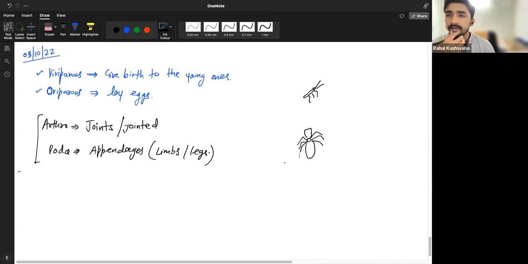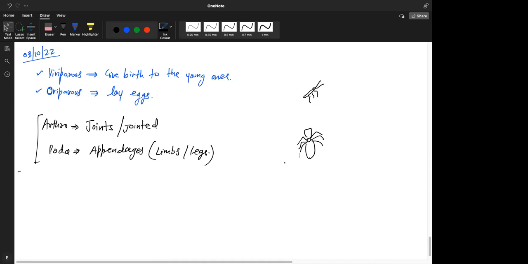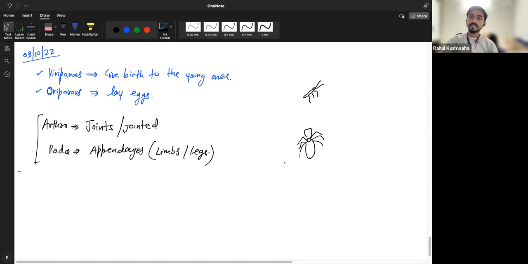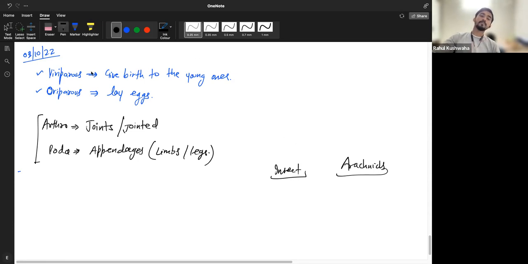Let me ask you, are spiders also insects or not? No, they are not. Spiders are not insects. They are arachnids. The difference between an insect and an arachnid: both of them come under arthropoda. They both are in phylum arthropoda. But there are many species of spiders, and there are many species of insects as well. Insects have three pairs of appendages, which are jointed.